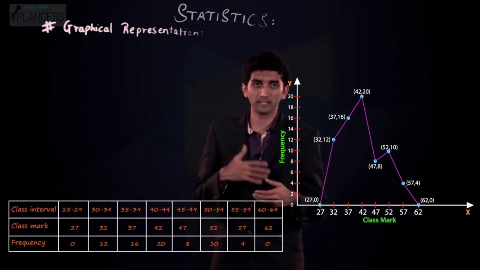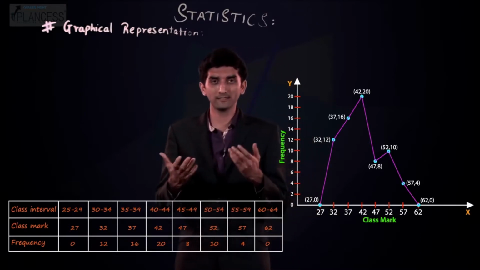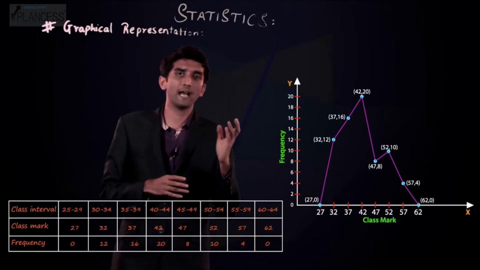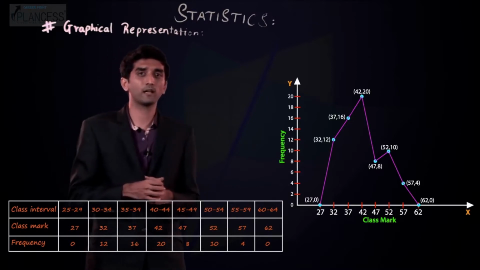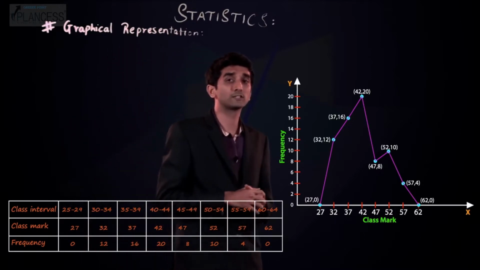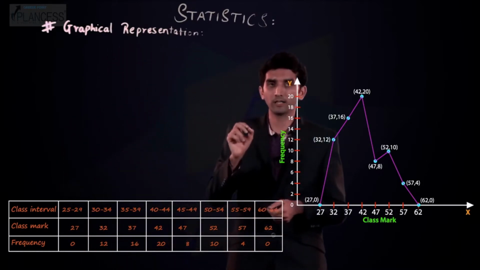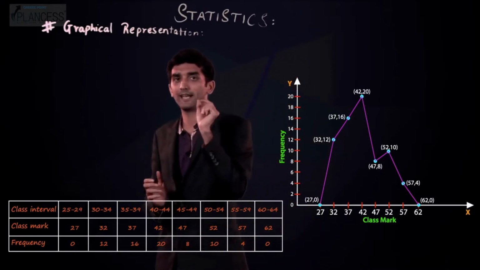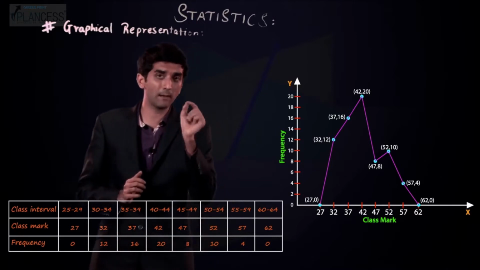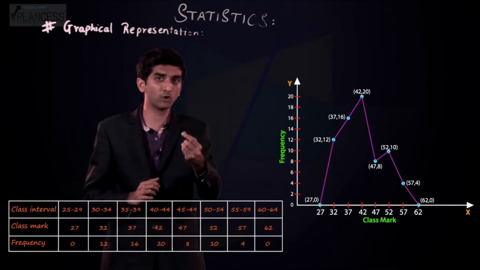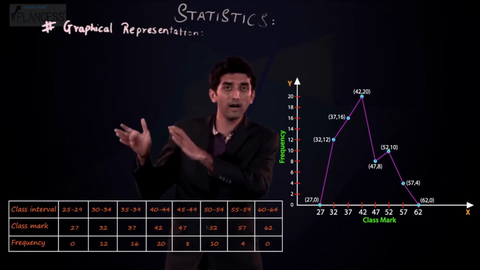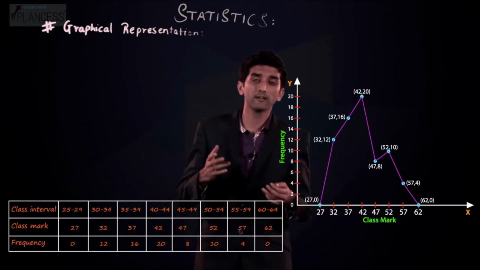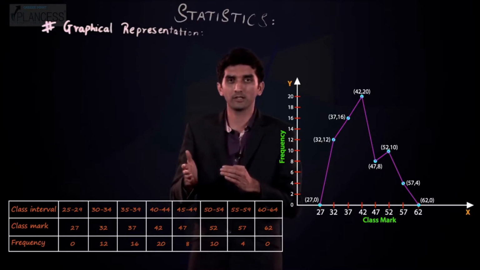What are these points? What are the coordinates of these points? Let's try and understand. There are going to be points which will have naturally the X coordinate and the Y coordinate. The X coordinate is going to be the class mark. For every particular class, there is going to be a point, and the point will have the abscissa, or for that matter the X coordinate, as the class mark of that particular class, and the Y coordinate, naturally, will be the frequency of that particular class.